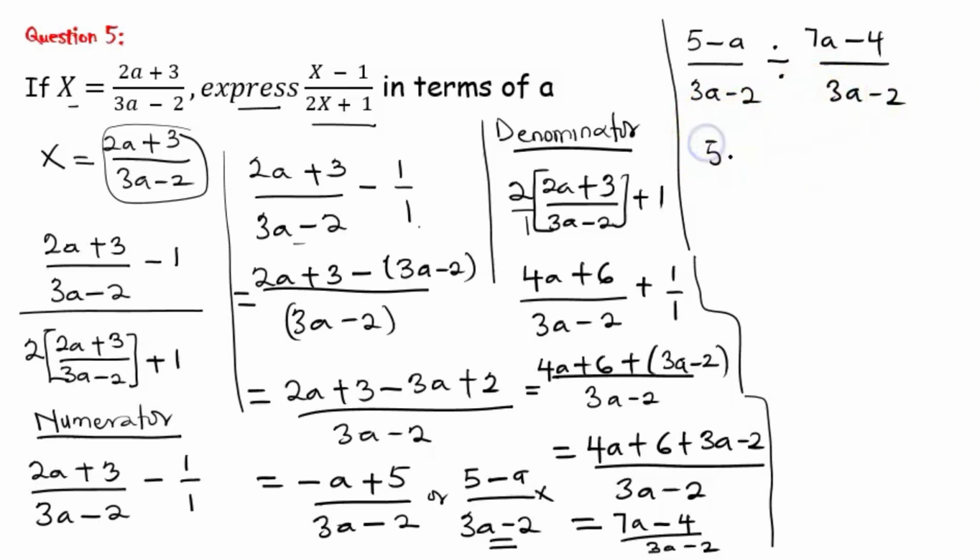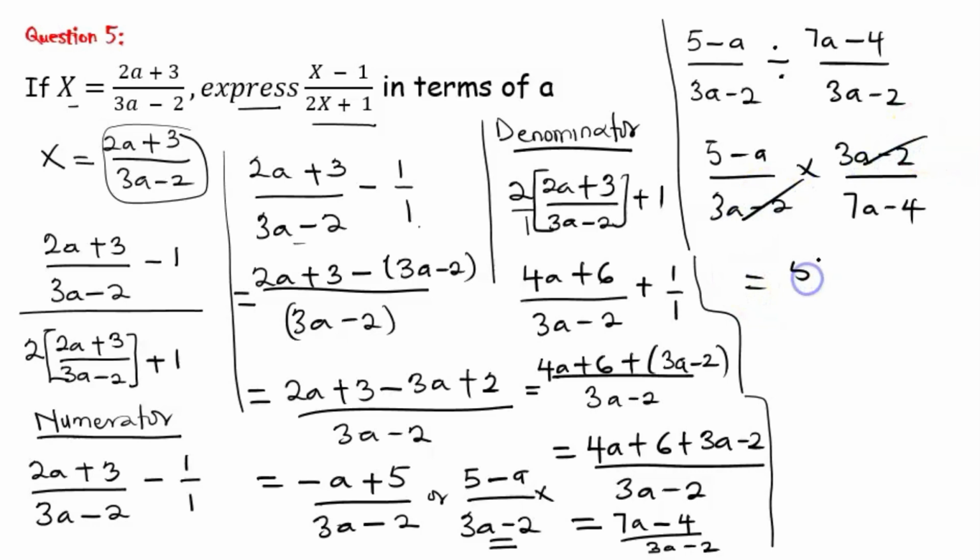So what do we have? We have (5 - a)/(3a - 2) times, of course, the reciprocal form. I believe we still remember this in our elementary fractions: when the division sign changes to multiplication, the denominator becomes numerator, numerator becomes denominator. So when you see clearly, you see that this can cancel this. Then finally we have (5 - a)/(7a - 4). And this is going to be our final answer.